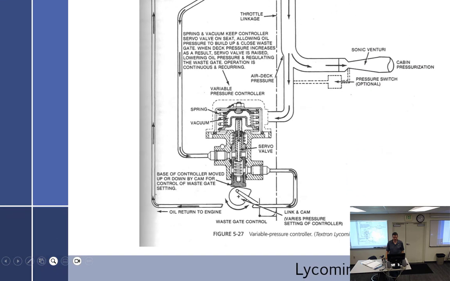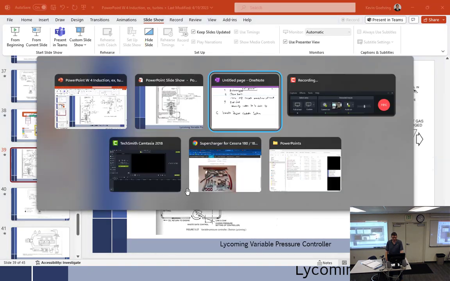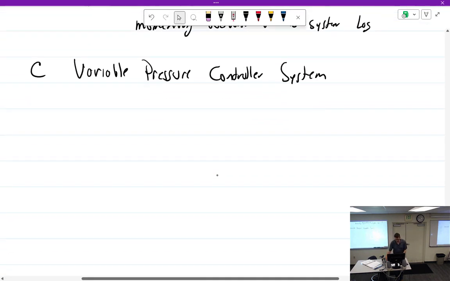It's got words: spring and vacuum keep the controller servo valve on seat, allowing oil pressure to build up and close the wastegate. When deck pressure increases as a result, the servo valve is raised, lowering oil pressure and regulating the wastegate. Operation is continuous and reoccurring. Base of controller moved up or down by cam for controlling of wastegate setting. So it's actually a pretty simple system because you only have this one controller.